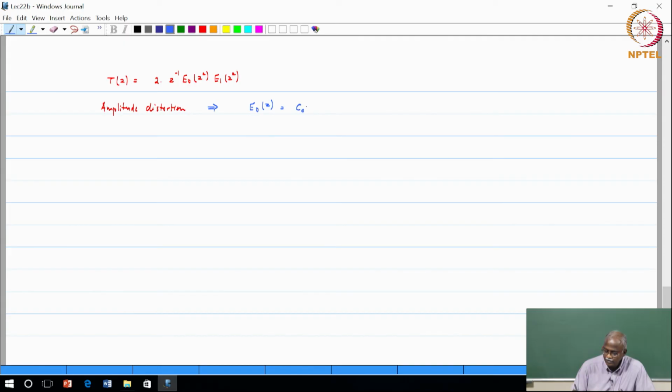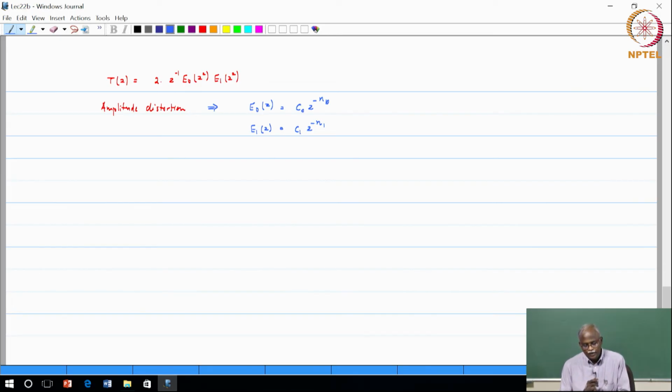I will call this E naught of z equal to some C naught times z power minus n naught, and E1 of z equal to C1 z power minus n1. Okay, some two different delays. That is the only condition under which they will have this.